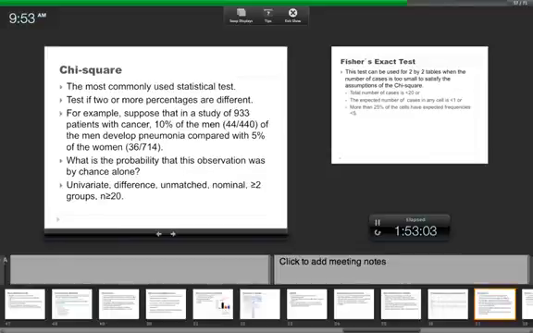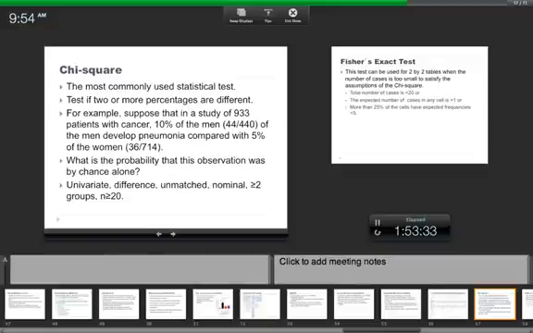For example, suppose a study of 933 patients with cancer found that 10% of the men, that is 44 patients, developed pneumonia compared with 5% of the women. So for the men and the women, are these percentages significantly different? What's the probability that this observation was by chance alone?